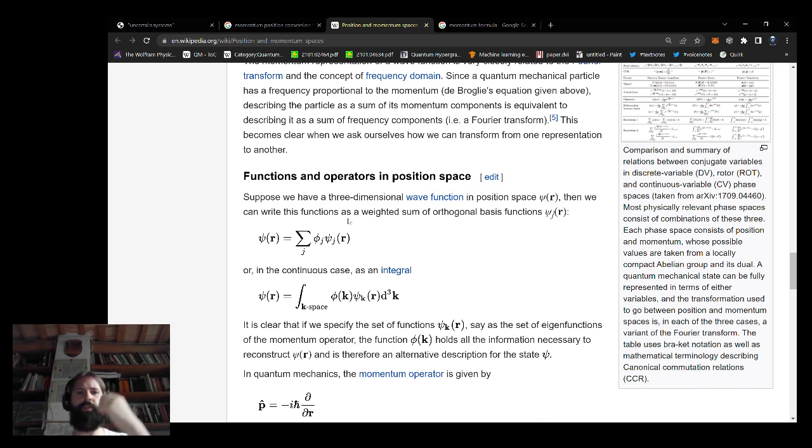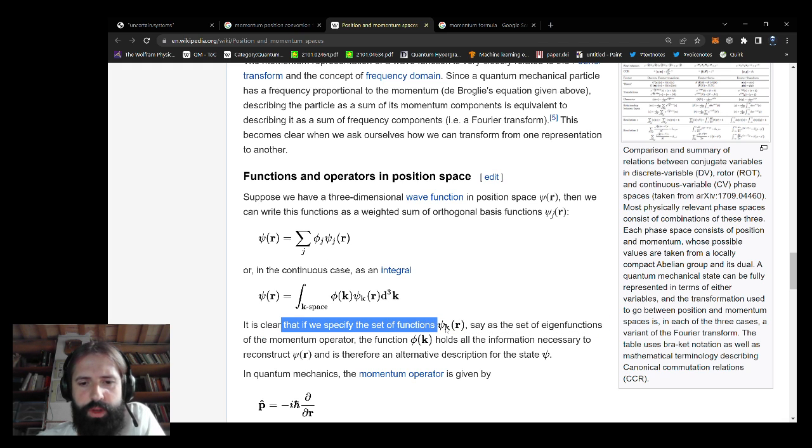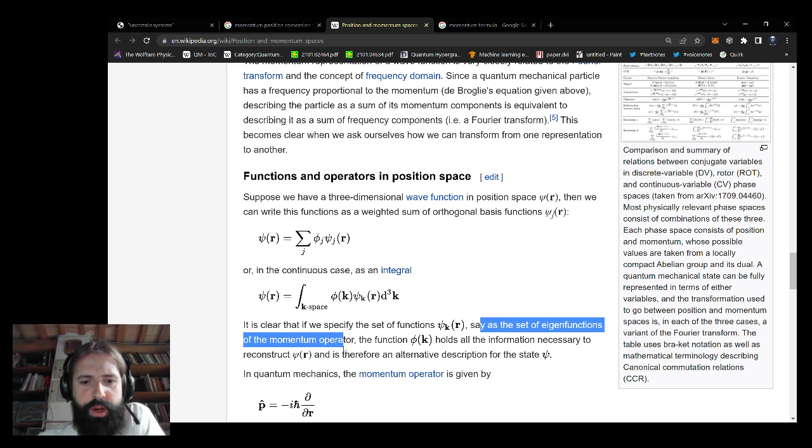Then we can write this function as a weighted sum of orthogonal basis functions. It is clear that if we specify the set of functions psi k, say, as the set of eigenfunctions of the momentum operator, the function holds all the information necessary to reconstruct psi r.